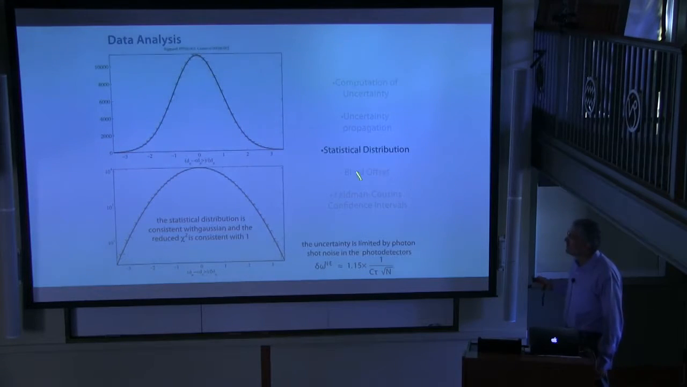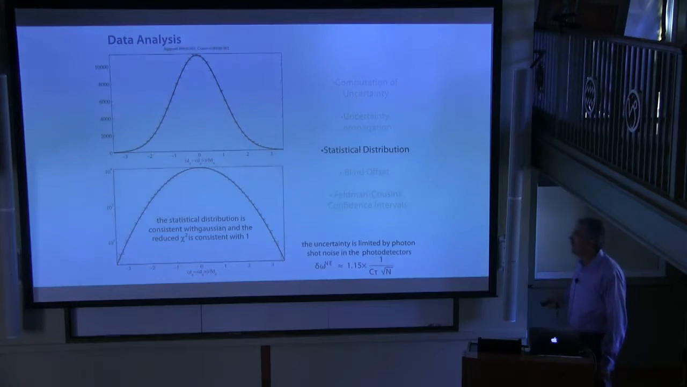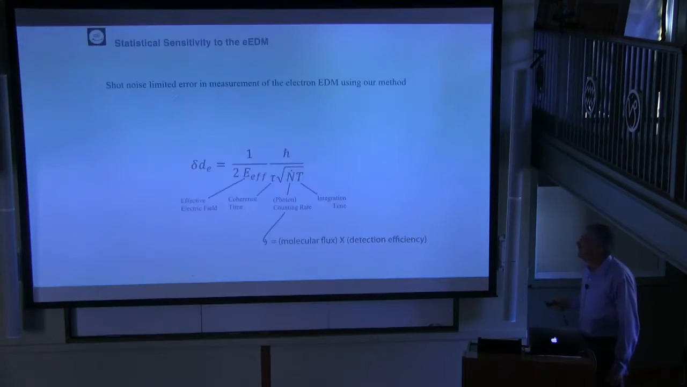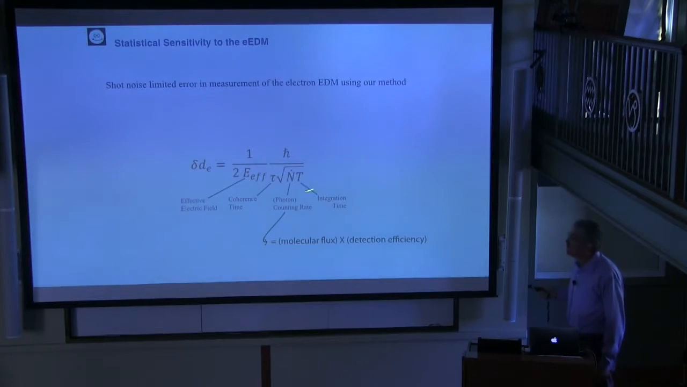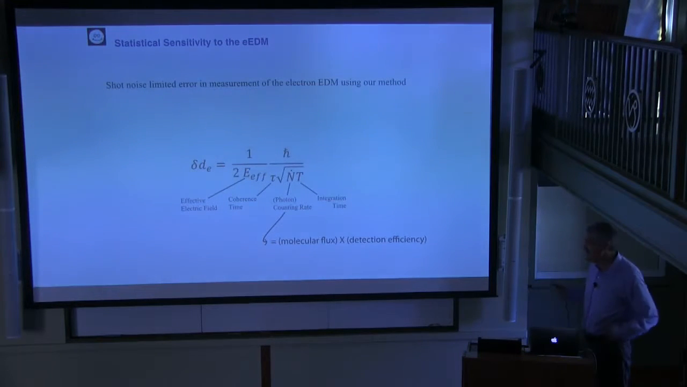We do a blind offset, and then to get our final EDM limit, we use these Feldman-Cousins confidence intervals. So the statistical sensitivity, it's a square root of N experiment, a simple counting experiment. We have a high effective electric field. Our coherence time is on the order of one millisecond.